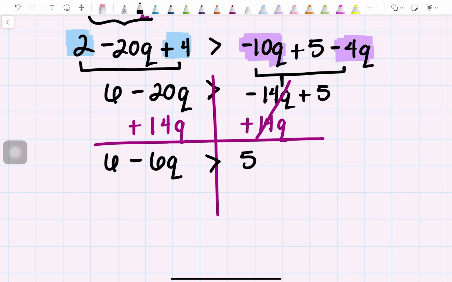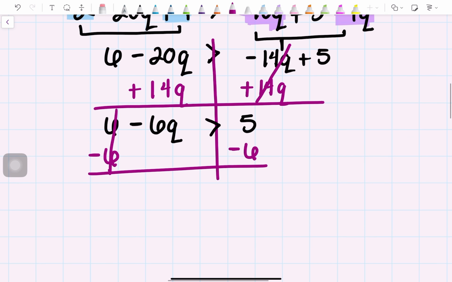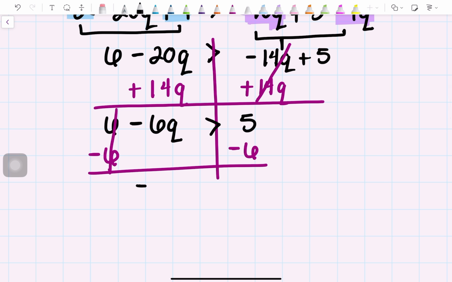From there, I'm now going to move the 6 to the opposite side. So I'm going to subtract 6 because it's a positive 6. I don't see a symbol there, so I assume it's a positive. And I'm going to subtract 6 and subtract 6. That would give us a negative 6q is greater than a negative 1.